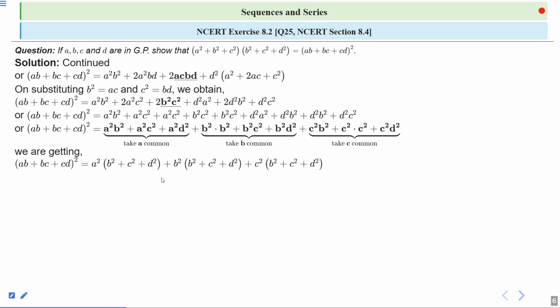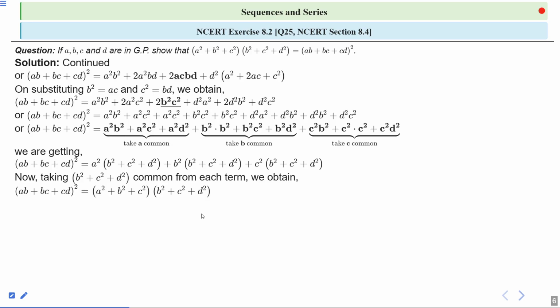Basically, from the first 3 terms we have taken A² common, from the next 3 terms we have taken B² common, and from the last 3 terms we have taken C² common. Then we get (AB + BC + CD) whole square equal to A² multiplied with (B² + C² + D²) plus B² multiplied with (B² + C² + D²) plus C² multiplied with (B² + C² + D²). Clear?